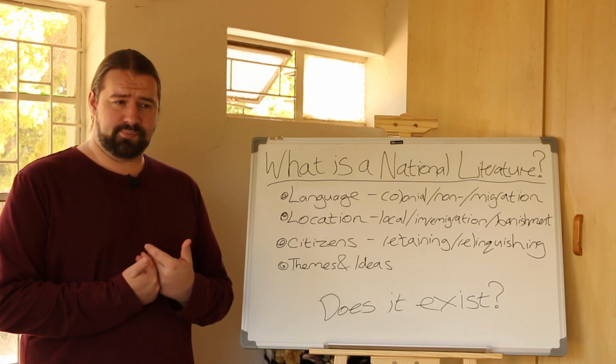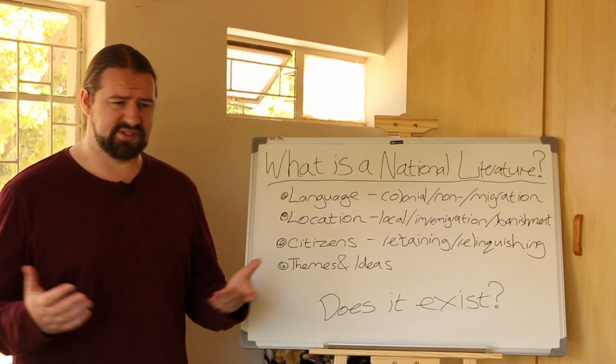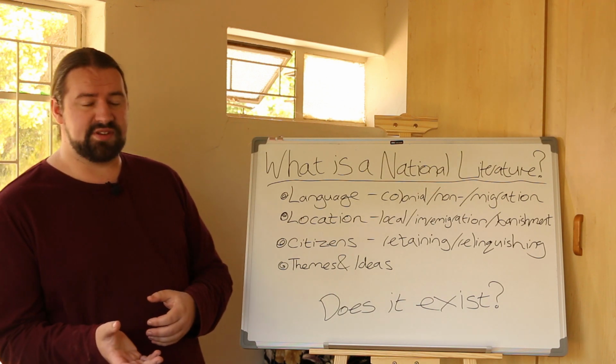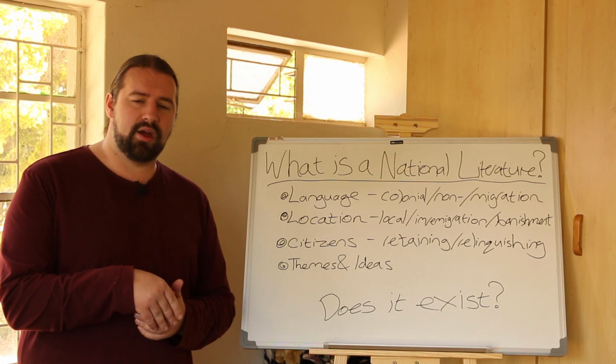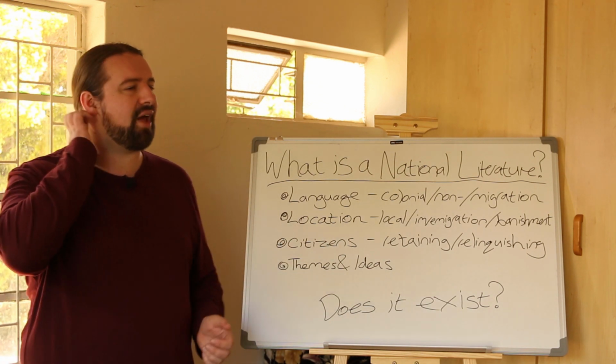I am a white person. I'm British. I also have Afrikaans heritage. My surname is actually Afrikaans. So I consider myself to be South African because I'm from here. But you might disagree. You might say, oh, well, you're actually European.